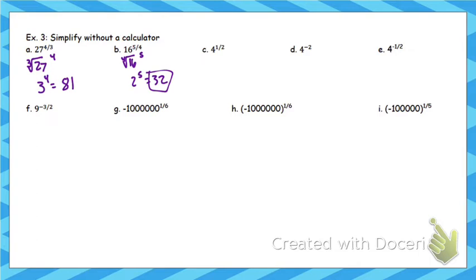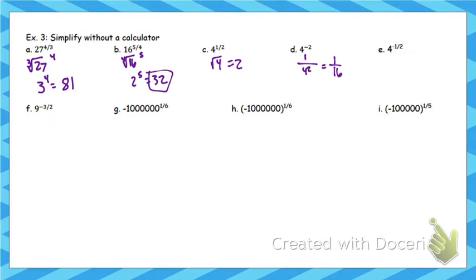4 to the 1/2, we did that at the very beginning. So now we know that's the 2nd root of 4 to the 1st power. That's the square root of 4, which is 2. 4 to the negative 2, okay, that's 1 over 4 squared, which is 1 over 16.